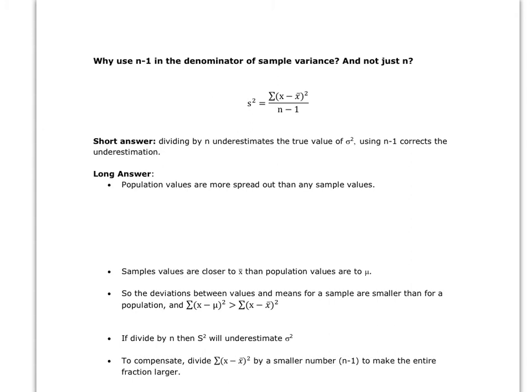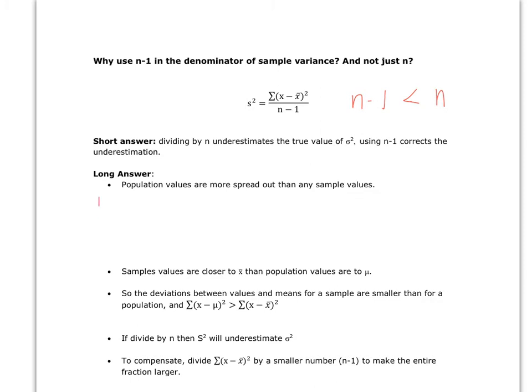Now, proving that is way beyond the scope of this course, something that is done in theoretical statistics. But we'll go through a longer answer that I think will help to understand why we want to multiply by n-1, which is always going to be something less than n. Okay, so why we want to multiply by a smaller quantity than n. All right, so the long answer is that population values are more spread out than any sample values.